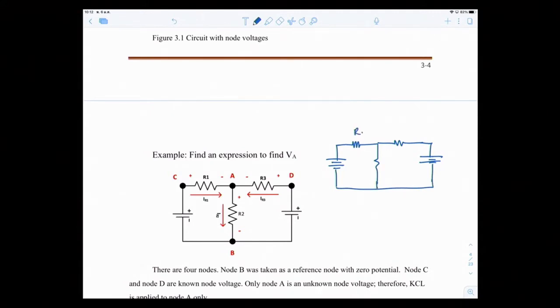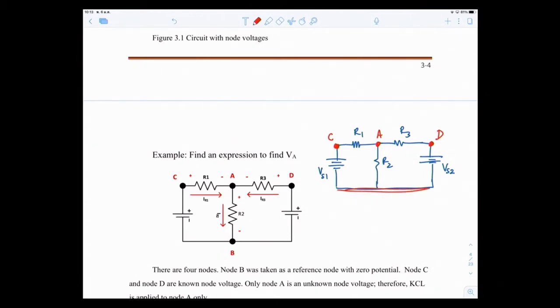Okay, so R1, R2, R3. If you're given these circuits and you are asked to find node voltages, first of all, step number 1, determine the number of nodes. So where are your nodes? Well, this is one node, give it a name, node C, node A, node D, and of course that's this node right here.